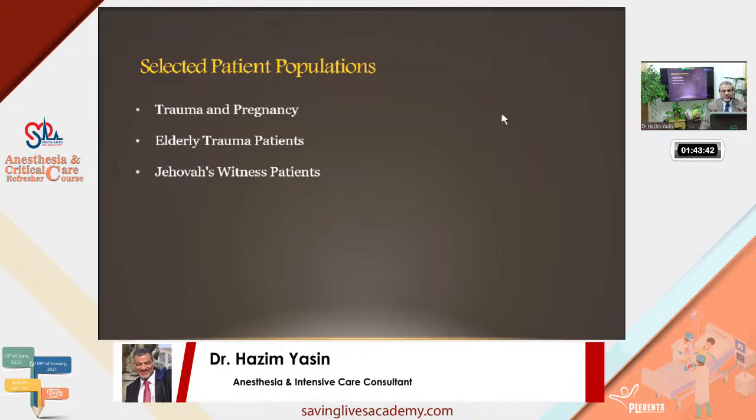Never forget to put the patient in the left lateral position to avoid aortocaval compression by the big gravid uterus, especially in the third trimester, which reduces the blood pressure. You will find the blood pressure dropping without a clear cause of hemorrhage. It might be this aortocaval compression.